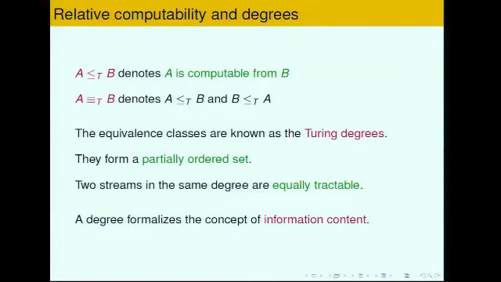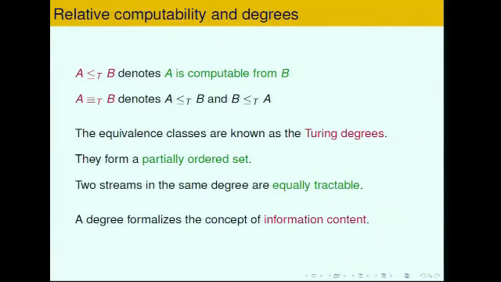Okay. So we say that two sets have the same information, or they are Turing equivalent. That's an equivalence relation: A is computable from B and B is computable from A. So these equivalence classes are called Turing degrees, and they are supposed to represent information content. So two reals in the same degree represent the same information, but coded in different ways, perhaps.